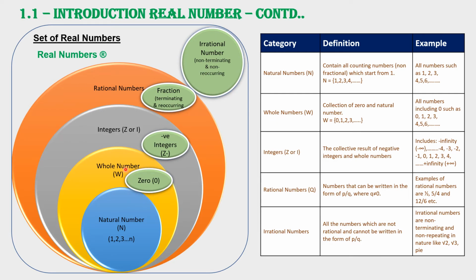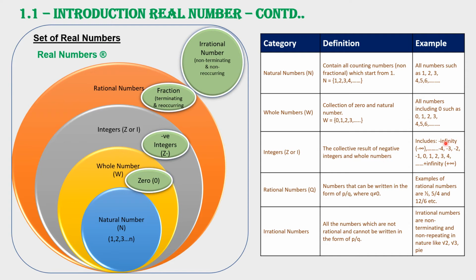Okay, now going ahead, integers. Now we will learn integers. Students, do you remember that in the last slide we learned that integers mean positive plus negative integers? So whatever is here is positive integers, and if we add negative integers to that, it will make a complete box of integers, which is a combination of negative plus positive integers, the same that you learned in the last slide. So integer is a collection or collective result of negative integers and the whole numbers.